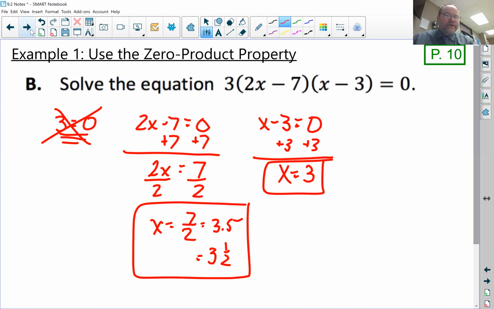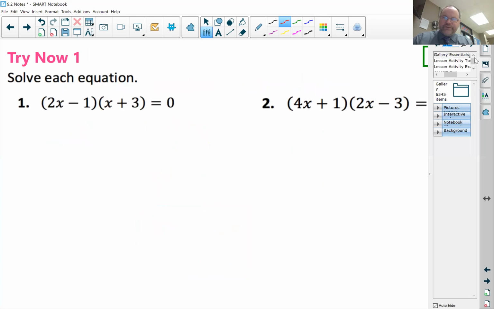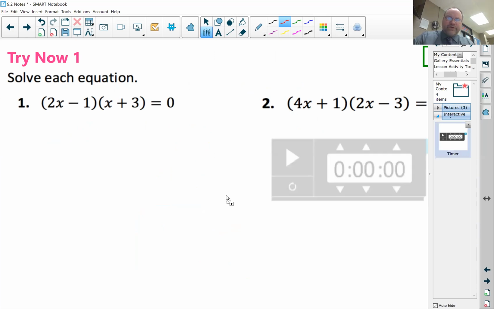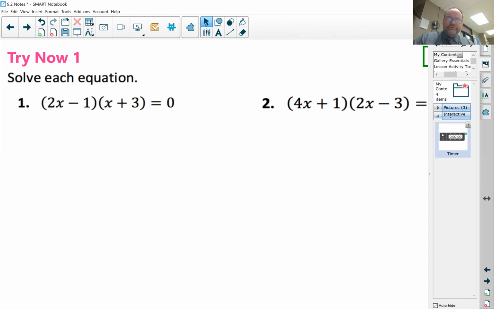All right. So now I'm going to give you a minute or two to go ahead and attempt these couple of equations, find the solutions.